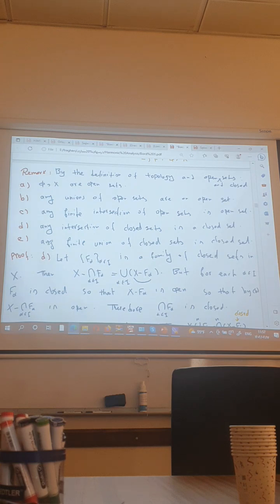For D, let F alpha be a family of closed sets, and take any intersection, so that this index set I is arbitrary.